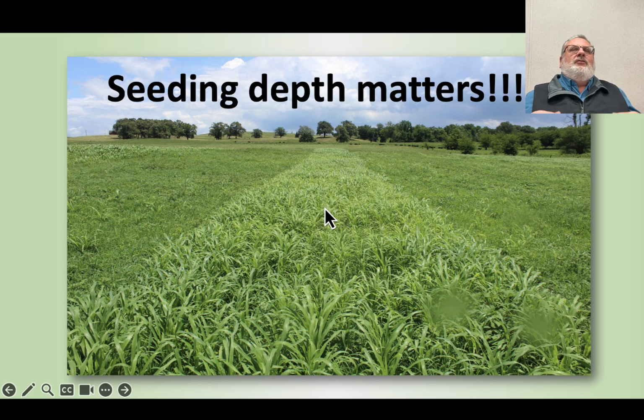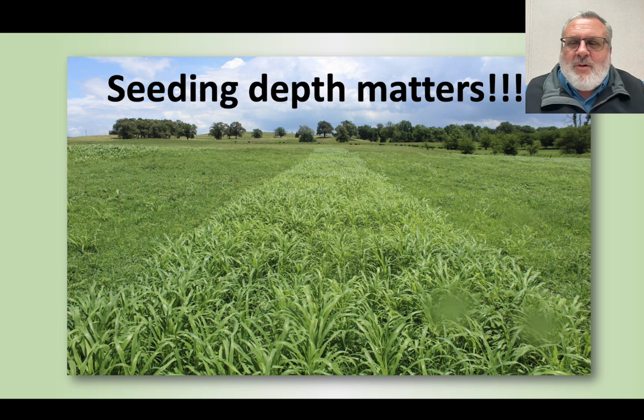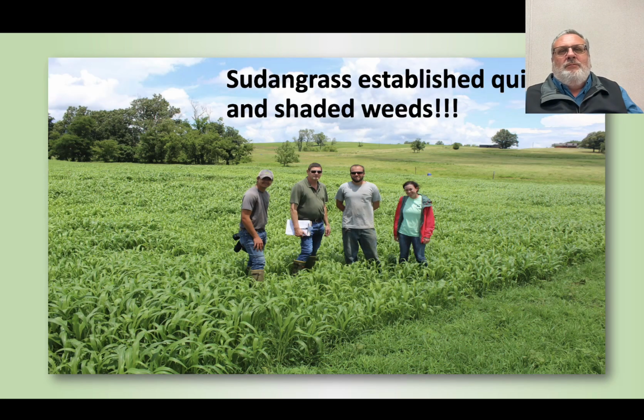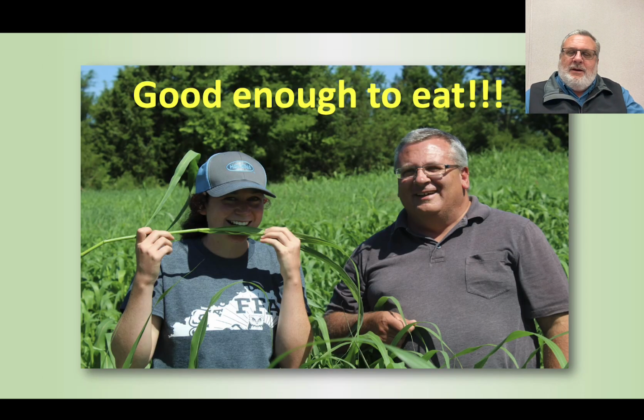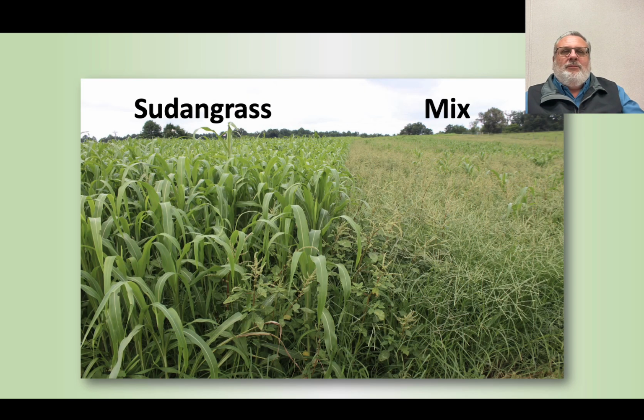So seeding depth is really important. For small seeded forages, we need to be in that 1/2 inch range. For sorghum Sudan, we can go down to 1 inch or so. The Sudan grass established really quickly in these demonstrations, formed a canopy that excluded a lot of weed pressure that we saw in other plots. And we did use a BMR variety, which has increased digestibility and lower levels of lignin in these studies.